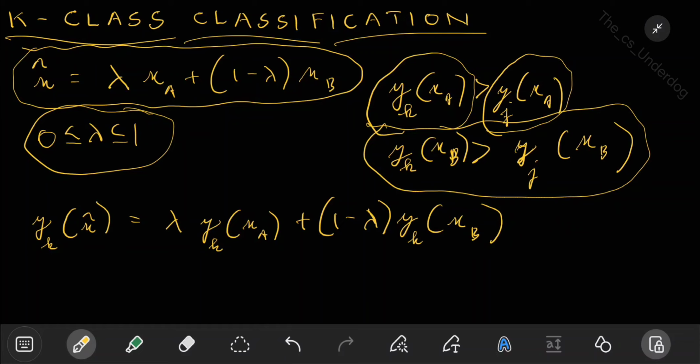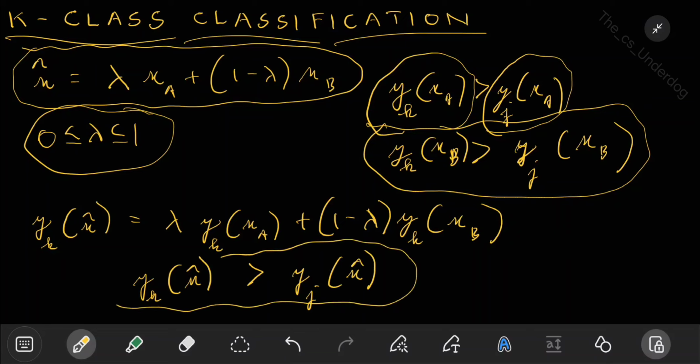So if these two are satisfied, then yk of x cap would be greater than yj of x cap for all j. From this, what can you conclude? If yk of x cap is greater than yj of x cap for all j, that means x cap also lies in the kth region. That is, x cap also belongs to class Ck. So this is the proof for the convex property.